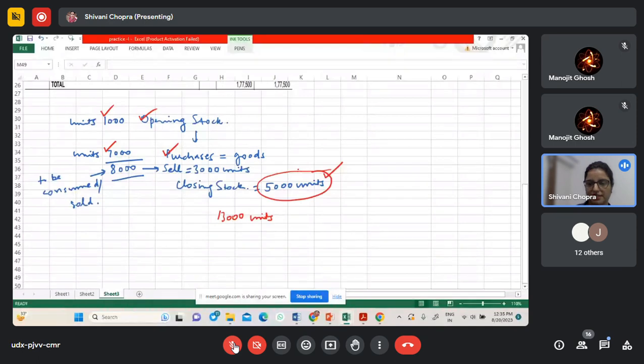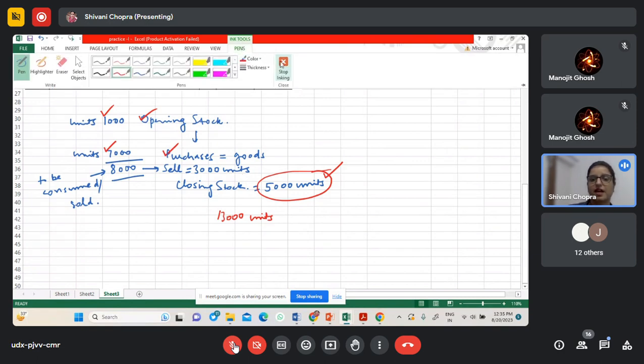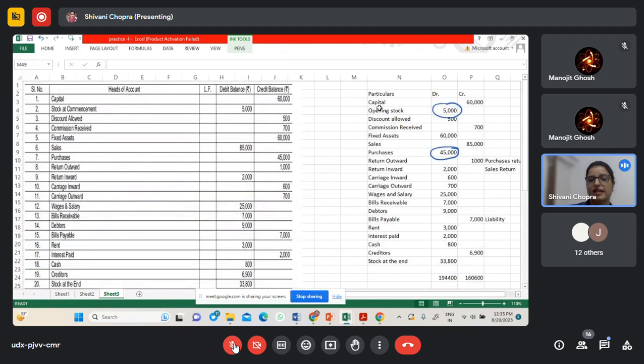This is the reason why we don't include closing stock as part of the trial balance, because the accounting effect of it has already been reflected in the opening stock as well as in the purchases. So if I just click here and delete it, I'll get the balance of my trial balance. Is it okay? Yes, ma'am. Right? Okay.